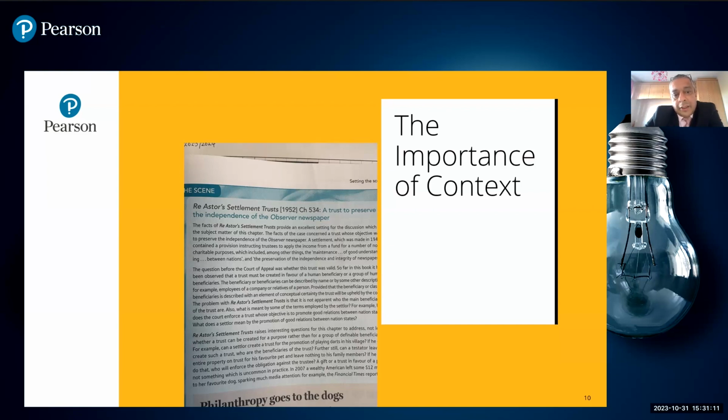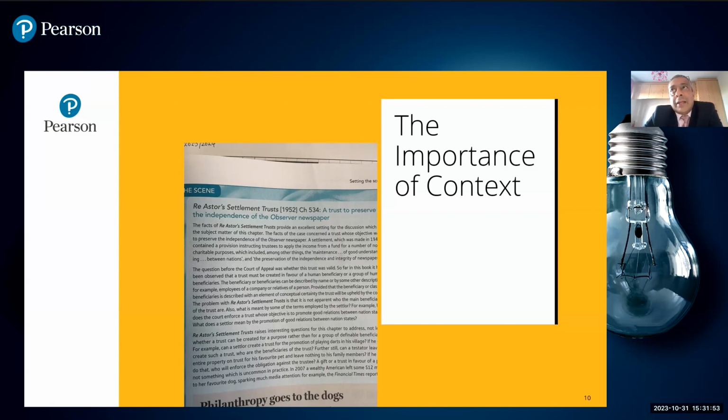So this is what I want to do, and I give them this case, and then I basically put there, as you can see in the third paragraph of setting the scene, Re Astor's Settlement Trust raises an interesting question for this chapter to address: whether a trust can be created for a purpose. So the purpose being to promote the independence of the newspapers and peace in the world. I ask the students, this is what the context of the trust is, and why did this case go to court? Now, additionally, what I also do is then to think of more modern examples to make the students' interest in the chapter even greater.